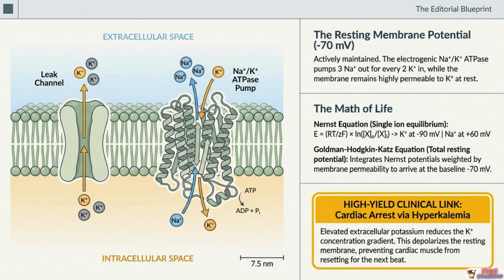Clinically, this is where electrolyte imbalances trigger disaster. For instance, in severe hyperkalemia, the extracellular potassium concentration gradient collapses. This causes the resting membrane to depolarize, preventing excitable cardiac muscle cells from resetting their electrical gates, ultimately stalling the heart and triggering fatal cardiac arrest.